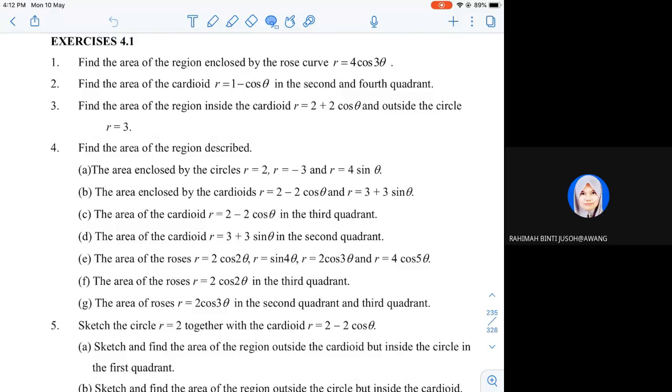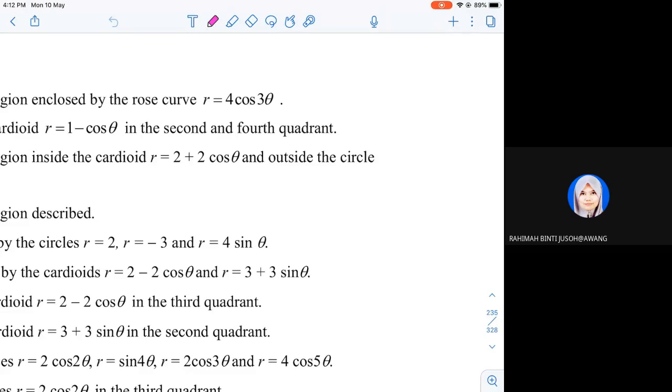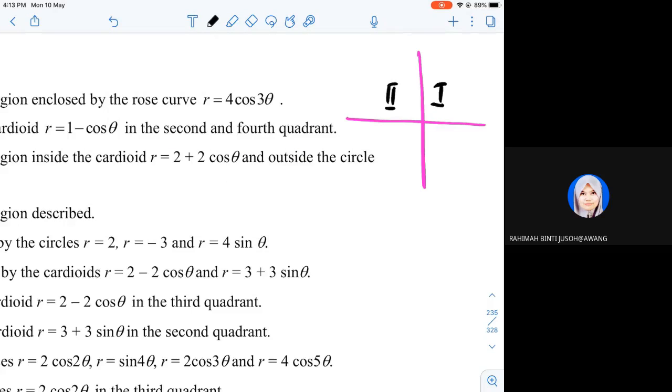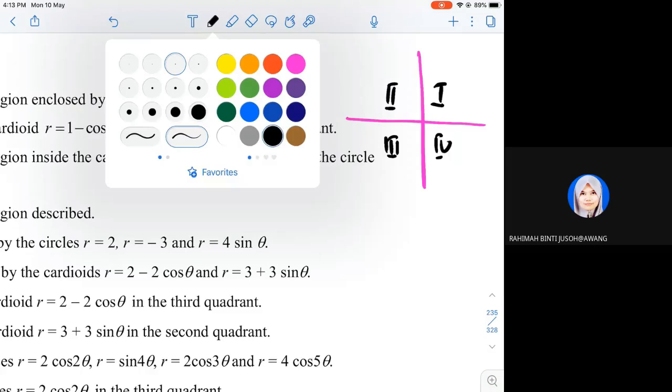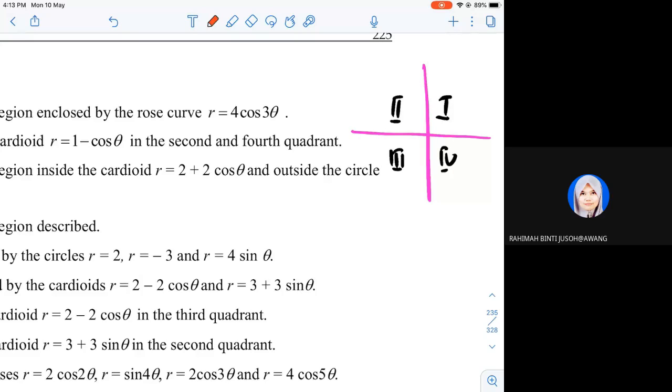For this cardioid, guys, it's the same as what I did in my video. If it is the second and fourth quadrant, alright. If the second quadrant, okay. Let's say you have this. So this is the first quadrant, second quadrant, third quadrant, and fourth quadrant. Alright. So for the second quadrant, it means our cardioid region is located here. So within theta equals to pi over 2 until theta equals to pi. Okay, because it is this region. Second quadrant. And then for the case of fourth quadrant, it means they want this region.